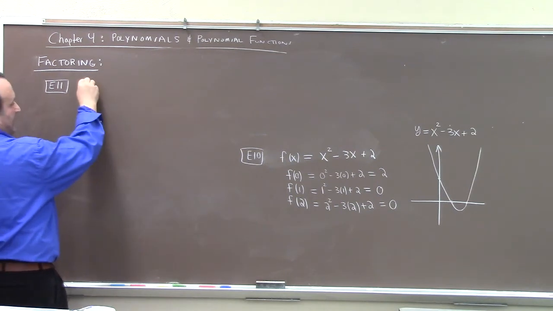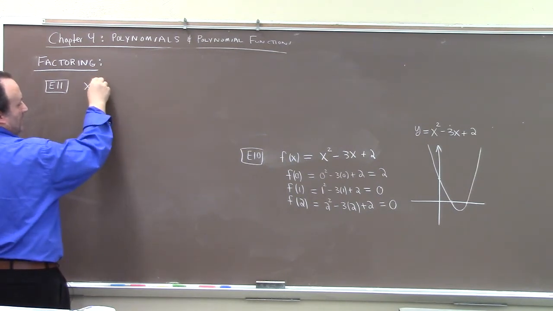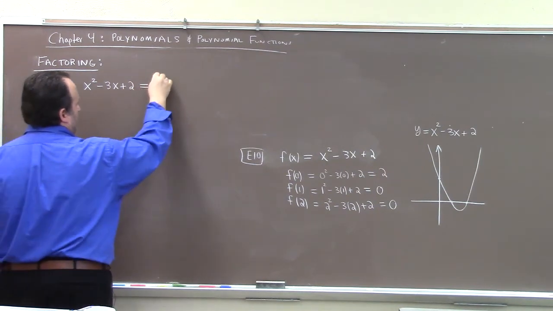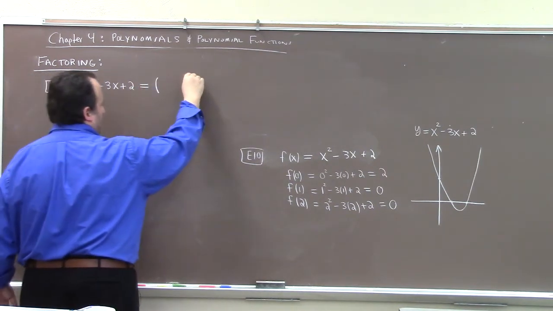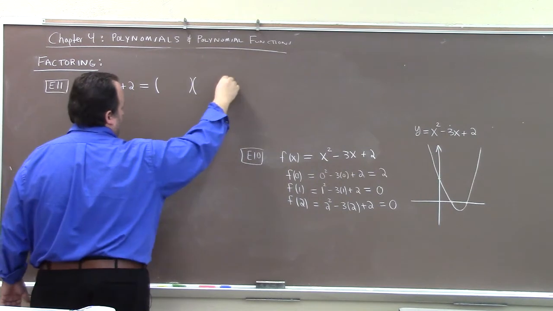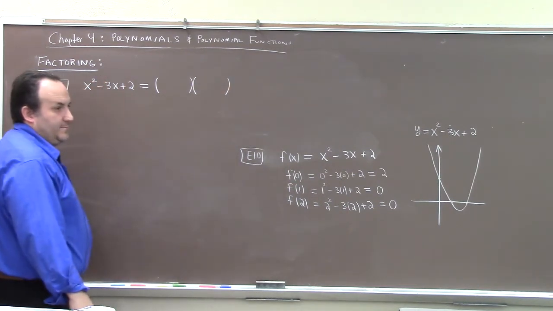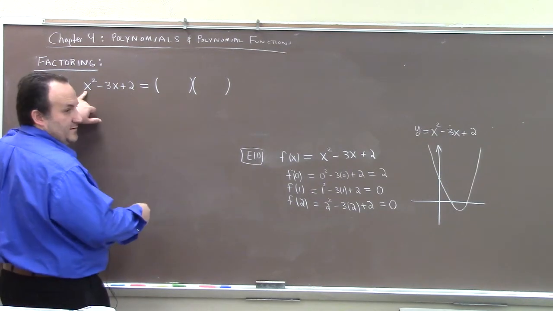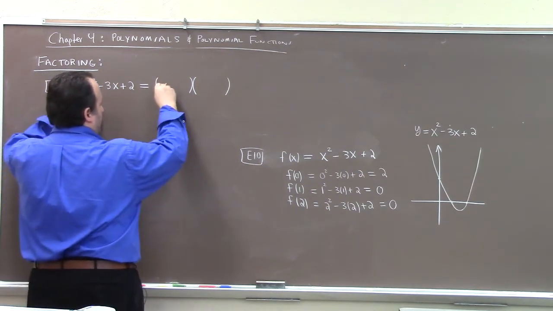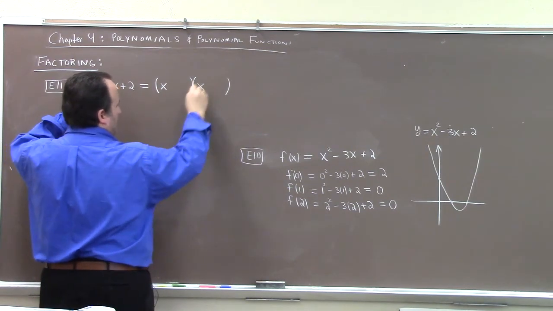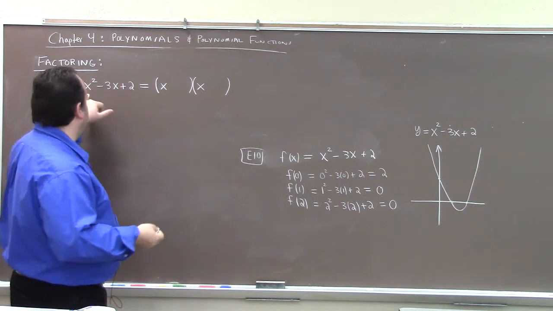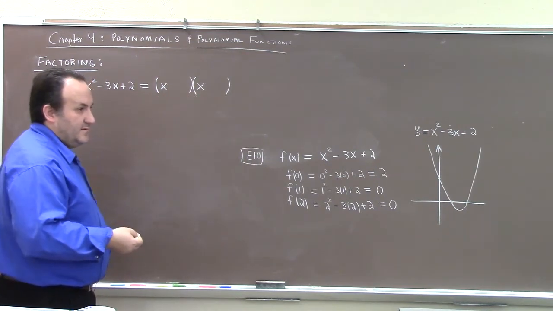So how about this one? x squared minus 3x plus 2. The idea of factoring is, can you write the polynomial you're given as a product of two polynomials of lesser degree? So what I do, when I got x squared here, I'm going to put an x here and an x here, because if you're going to multiply these two out to get back to x squared, you've got to put an x here and here.